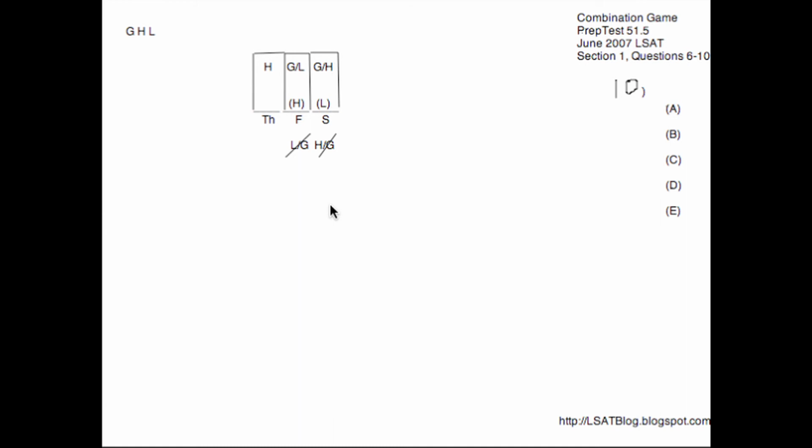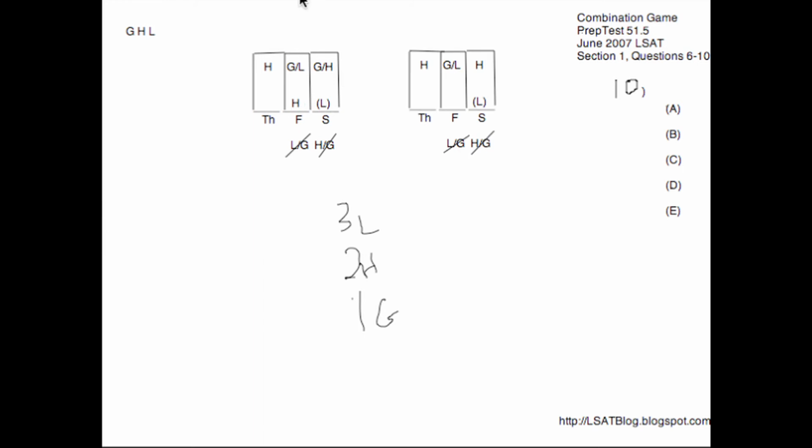Next, number 10. If we had 3 L's, 2 H's, and 1 G, then what could be first? 2 H's is what I'd use to start off here because we already have an H on Thursday, so this tells us exactly the different ways things could go. You could either have an H on Thursday and another H on Friday, or H on Thursday and another H on Saturday. So I would draw 2 different new diagrams representing these 2 different possibilities for the question. So here we have H Thursday, H Friday, or we have H Thursday and then H on Saturday once again.